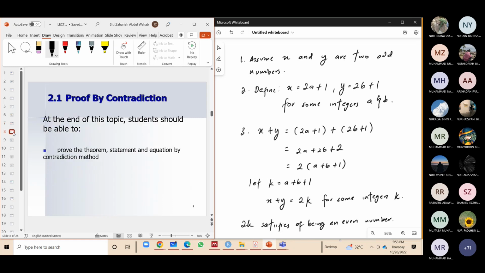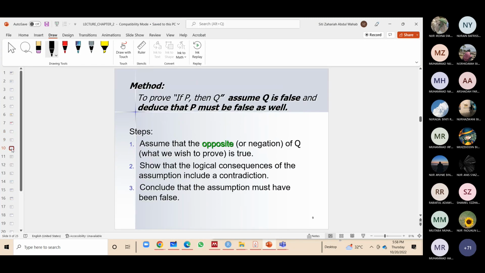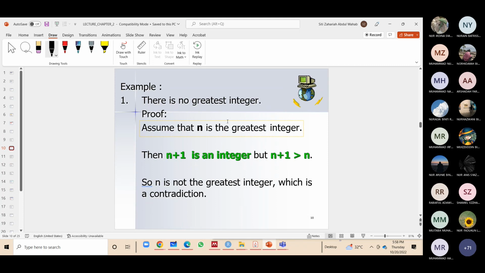Okay, now we go to contradiction. Okay, for contradiction, I go straight to the example. All right, look here. There is no greatest integer. Okay, the statement is there is no greatest integer. You have to prove this statement.